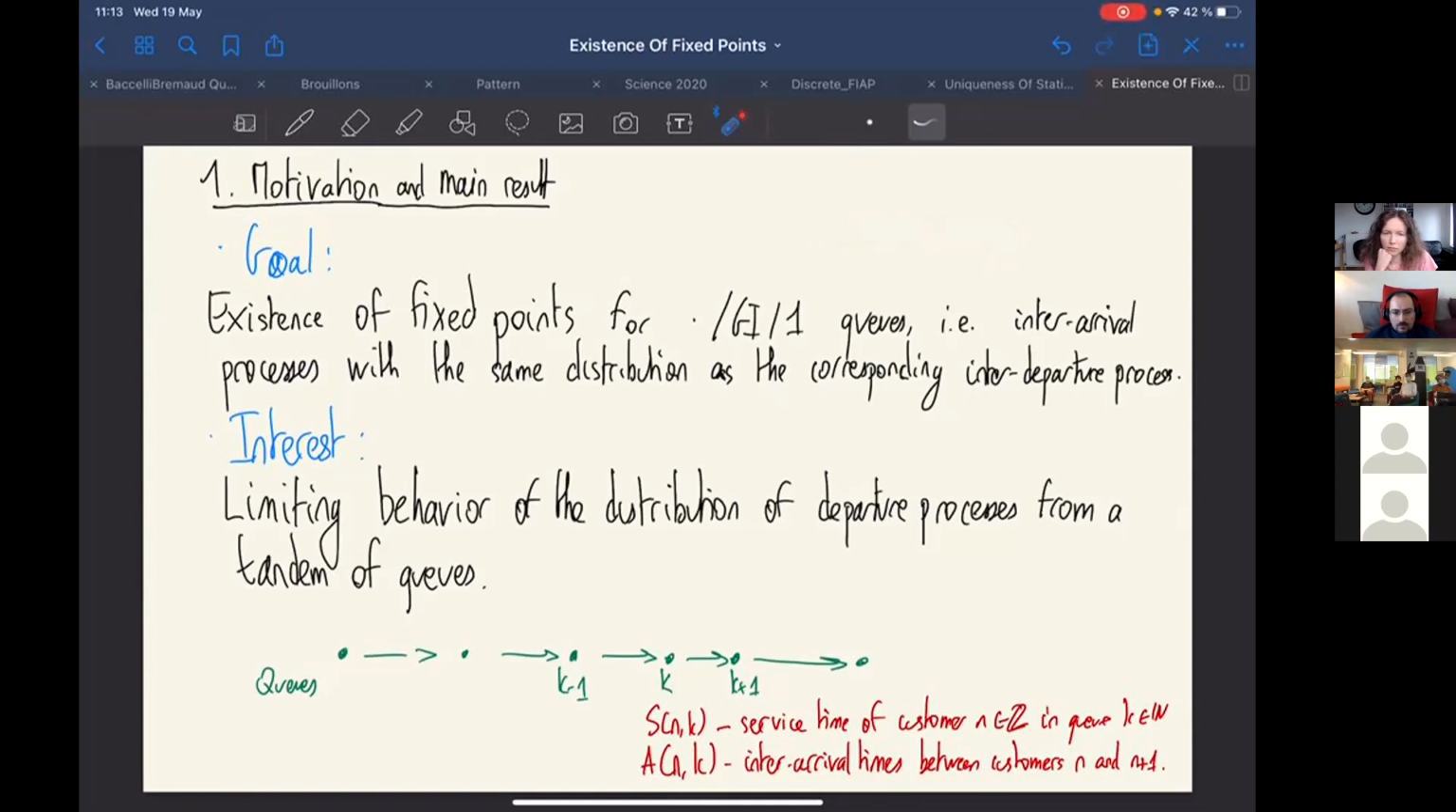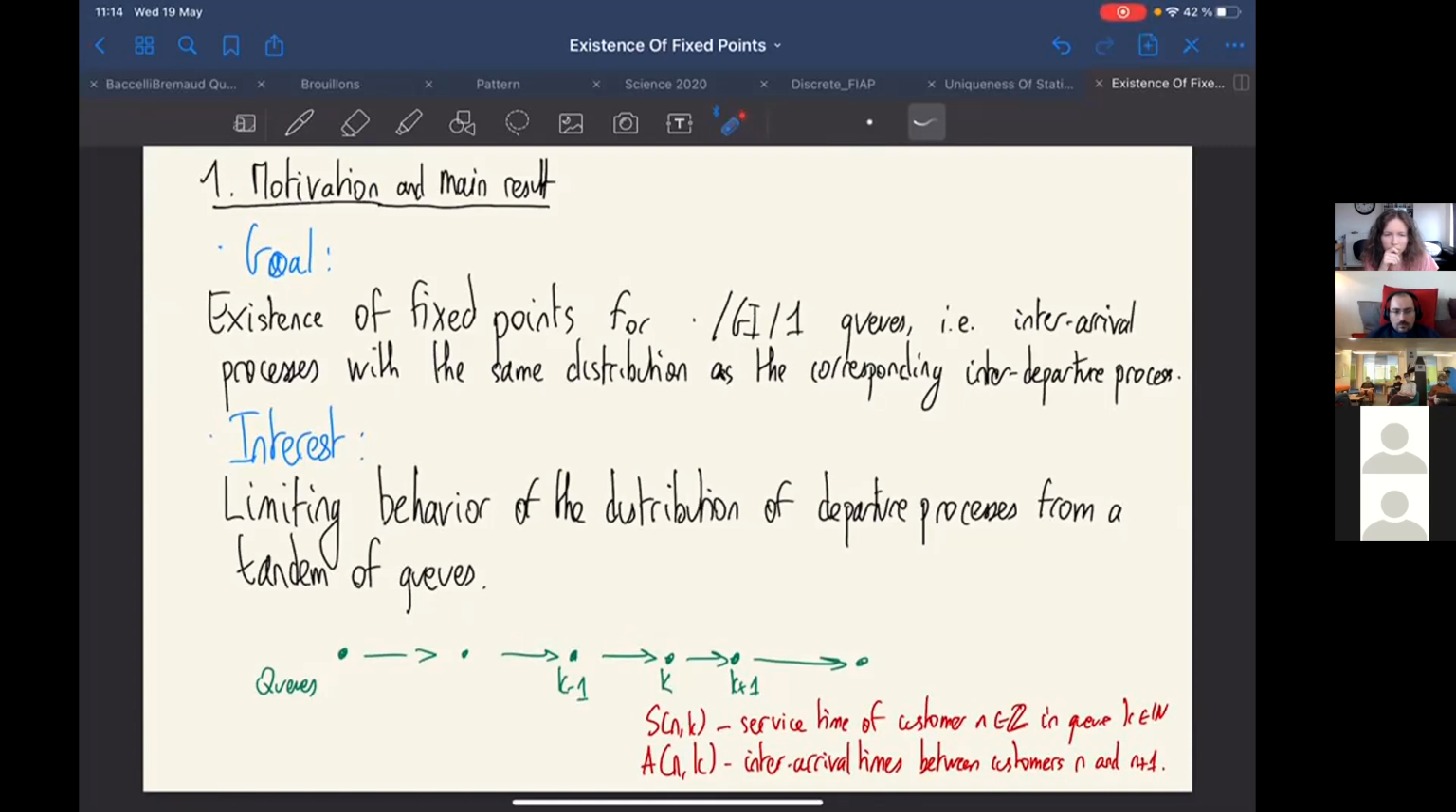One interest for that is to study the limiting behavior of the distribution of departure processes when you have an infinite tandem of queues. A tandem of queues is basically a series of queues. When one customer arrives to a queue, he's processed by the queue, and then he goes on to the next queue, and so on and so forth. So you're always traveling from queue to queue. Of course, many different scenarios can be modeled in such a fashion.